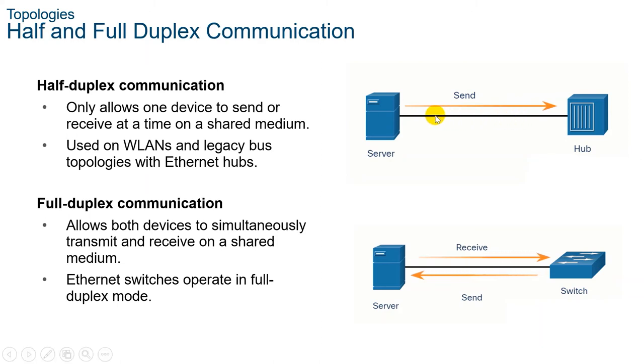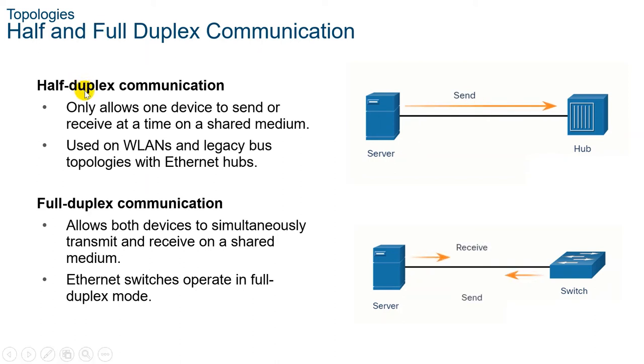Observe the animation here. The data is either from the server to the hub or from the hub to the server. Now on a full duplex communication, both devices can simultaneously transmit and receive on the same shared media. The data link layer assumes that the media is available for transmission for both nodes at any time. So Ethernet switches operate in full duplex mode by default, but they can also operate in half duplex if connected to devices such as an Ethernet hub.